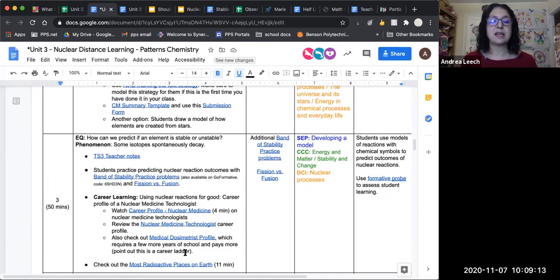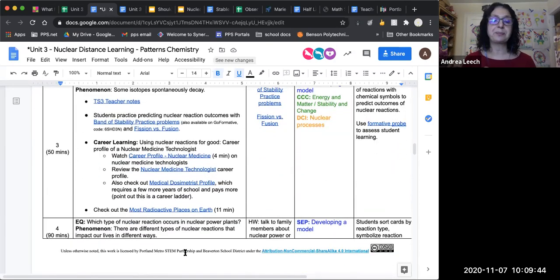The next task set is looking at band of stability practice problems. And these practice problems I have found tend to be a little confusing the first time they see them, but once they get the hang of them, they do fine. So I recommend starting this on a synchronous day. If you're going to start this on an asynchronous day, I recommend maybe a short 20-minute small group meeting where you can explain it to them and then give them time to do it. I would do it on a synchronous day for that reason.